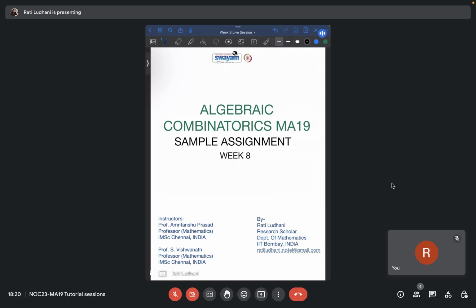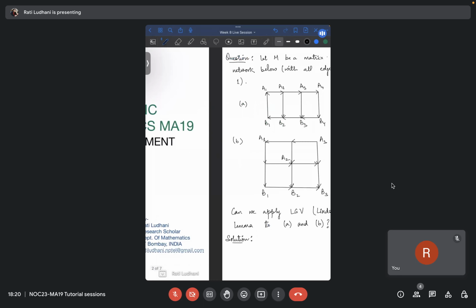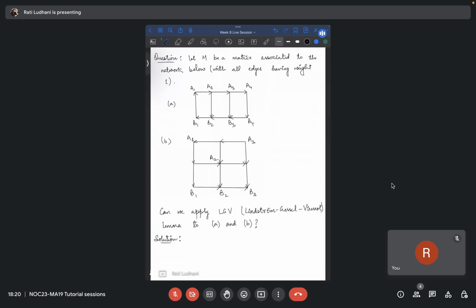Okay, let's begin. Let M be a matrix associated to the network below with all edges having weight 1. So what is given here? Firstly, what is it related to? Can we apply the LGV lemma or not? This is the question. So basically, what is the LGV lemma?